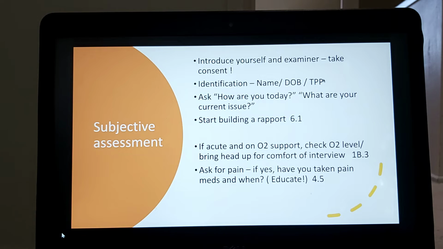Then remember to do the identification: name, date of birth, time, and orientation to time, place, person. I'll start by asking how are you today, and what are your current issues. And when you start with that, you're starting to build a rapport. And that is also one criteria. You have to always work on building a rapport with the client, or with your model there. The client or the patient could be acting out, trying not to be comfortable with you.